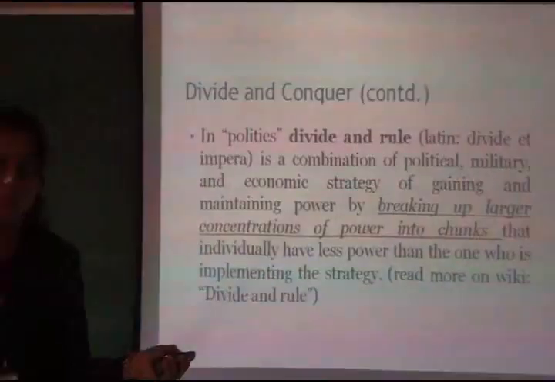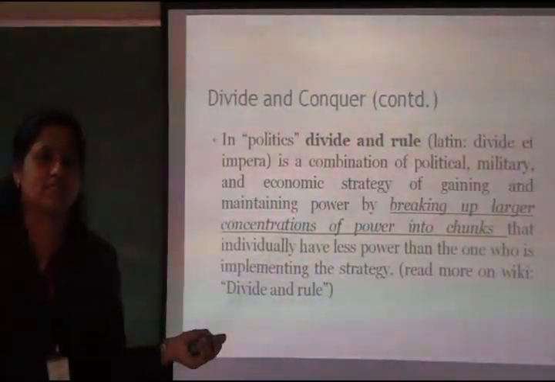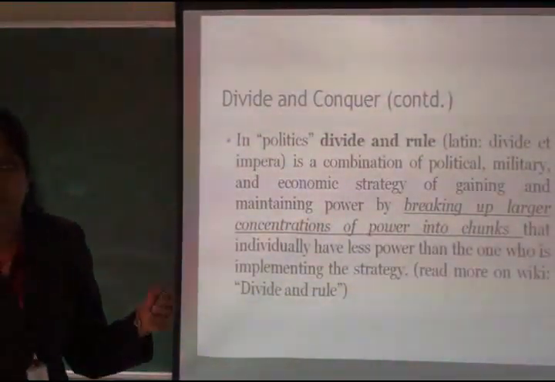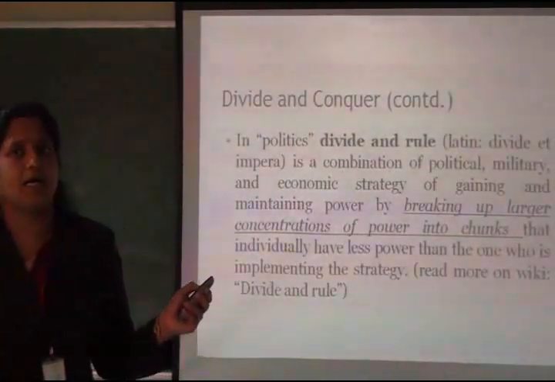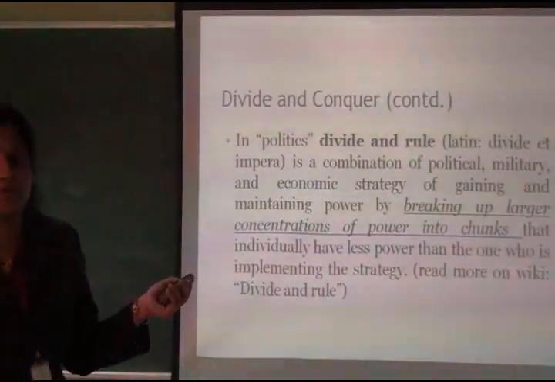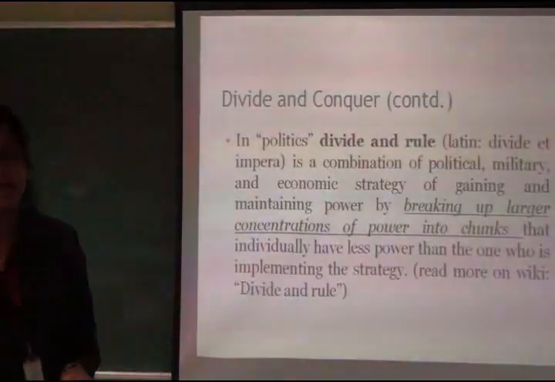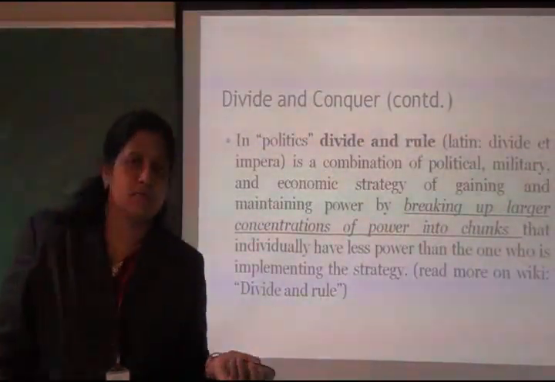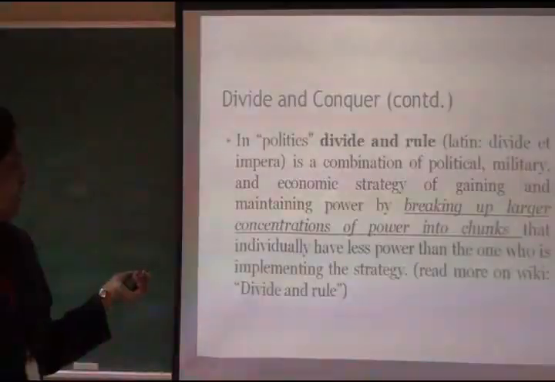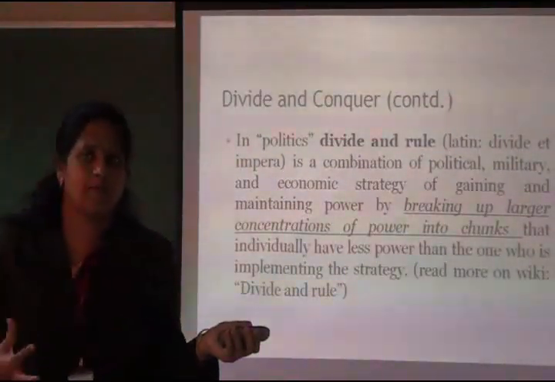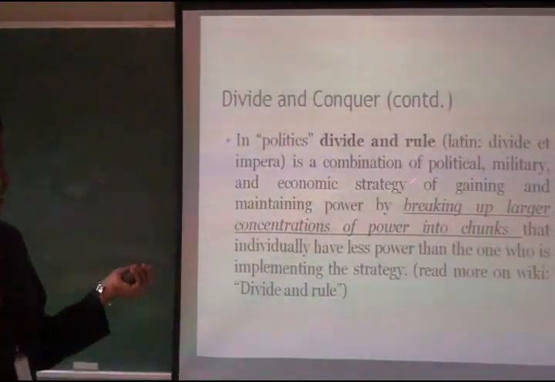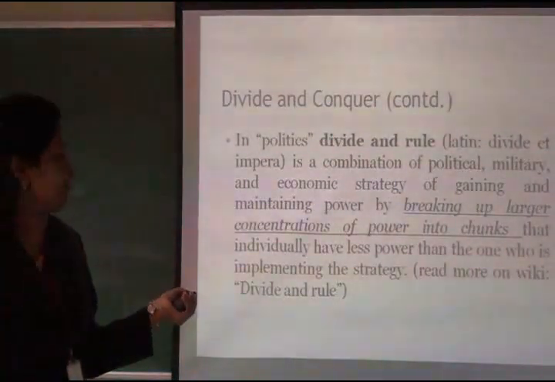See where this term came from actually. Divide and conquer, it is actually political, it came from politics. Before, in history, divide and rule is nothing but a combination of political, military and economic strategy. They put all the departments together in order to gain the power and maintain the power. Even though it is decentralized, to have control, gaining and maintaining the power, they followed the divide and rule concept. Here it is nothing but breaking up a larger concentration of power into smaller chunks, so that each chunk has less power than the main power. The same concept is adopted here in our algorithm approach.